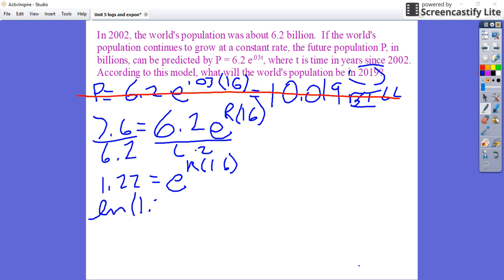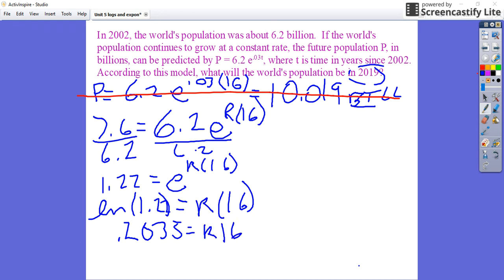So ln of 1.22 equals R times 16, right? Well, that's simple. I can grab my calculator, and there's a button on most calculators that allows me to do ln of 1.22. And in this particular case, when I do that, I get 0.2035, a whole bunch of other stuff that follows, equals R times 16. So then I divide both sides by 16. And when I do that, I get something that's very different than 0.03. I get 0.0127, blah, blah, blah. It keeps going on forever.